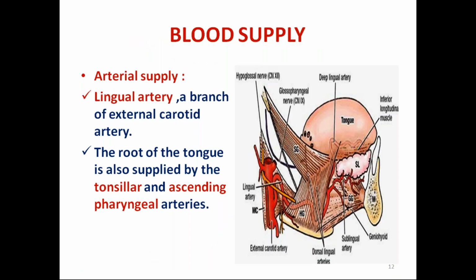So, these are the anatomy and the development of the tongue. The blood supply includes the lingual artery, a branch of the external carotid artery, and the root of the tongue is also supplied by the transverse and ascending pharyngeal arteries.